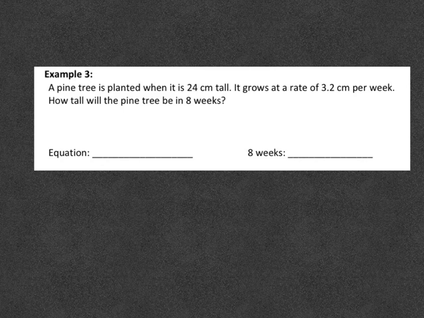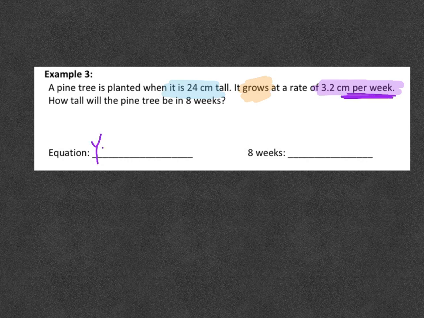Important information when you read through. Right now, the tree is 24 centimeters tall. It's going to grow, so that's going to be adding. Oops, let's change colors. Come on, pen. It's going to grow, so that means adding again. Sorry about that. And then it's going to go 3.2 centimeters per week. The amount that's repeating over and over again is 3.2 per week.